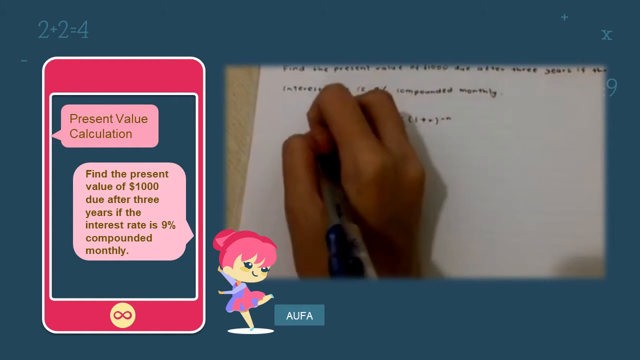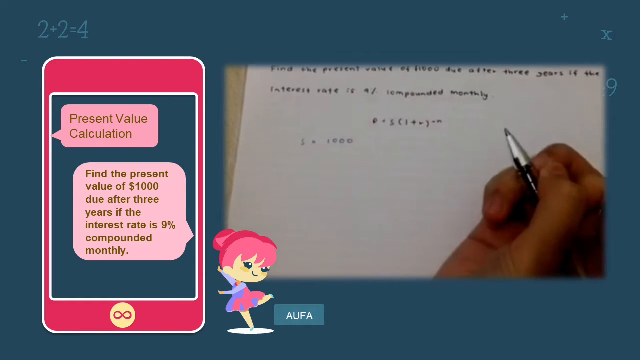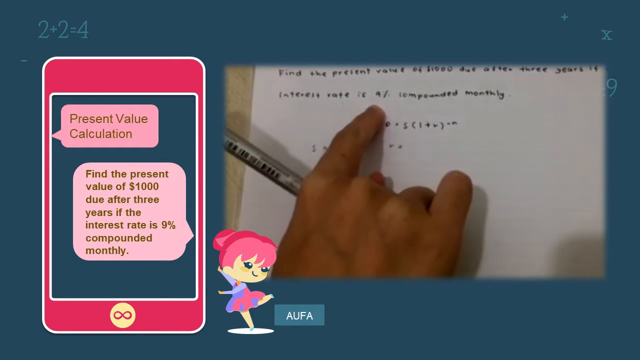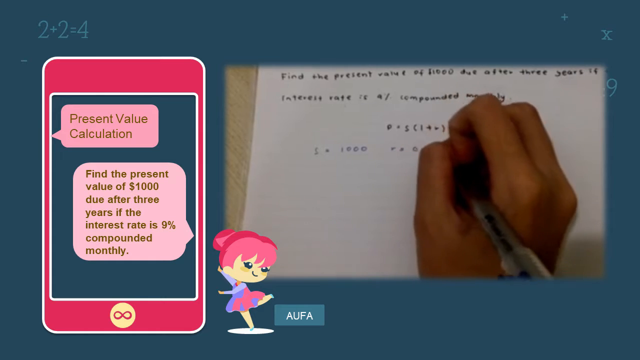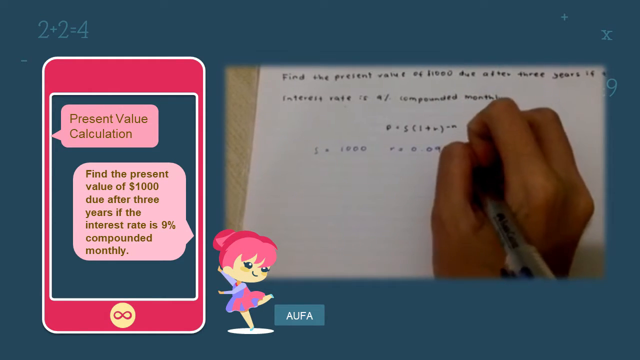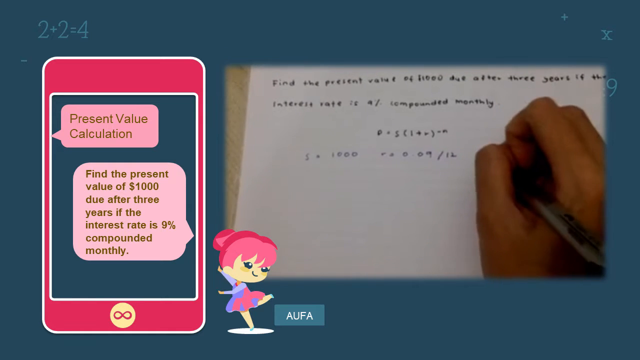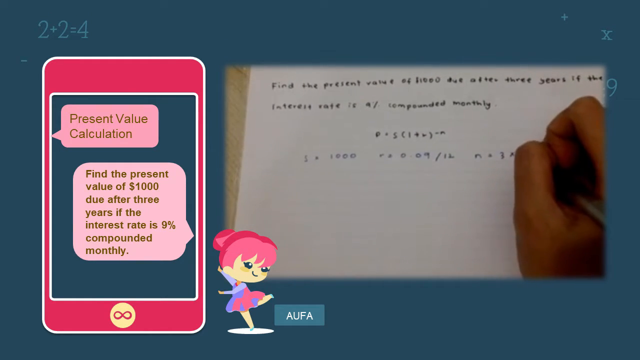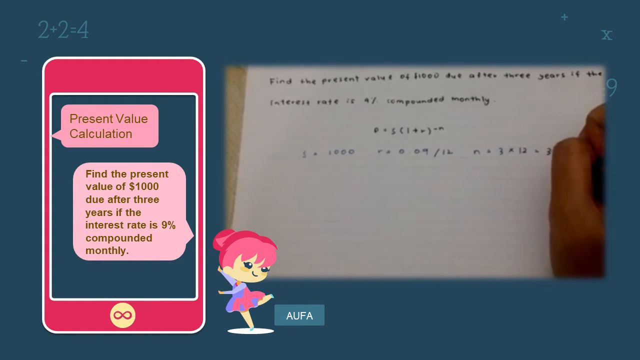So S is $1,000, and R is 9%, right? So 9 over 100 is 0.09, over 12 because it is monthly, 12 months. And N is 3 years times 12, which is 12 months, and we will get 36.